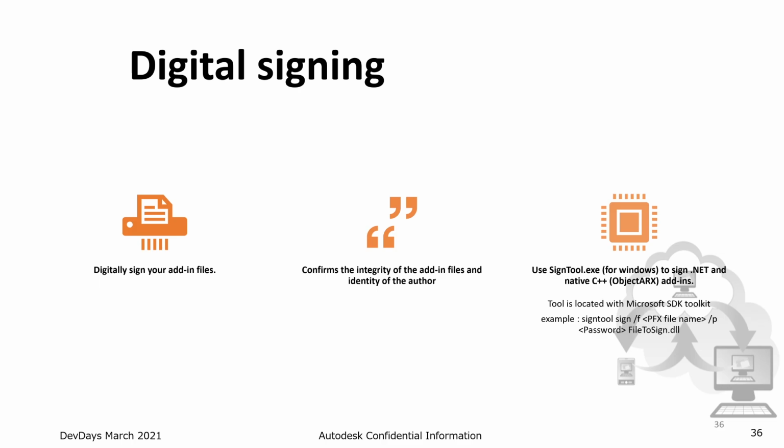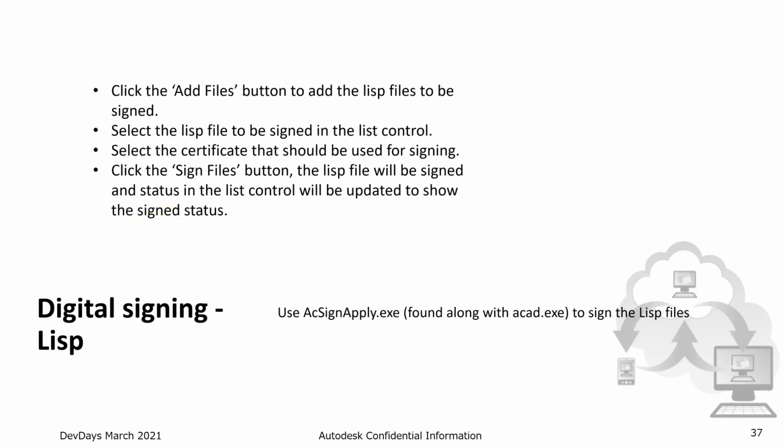Microsoft provides a sign tool for Windows to sign native binaries like .NET or C++. AutoCAD provides AcSignApply, which was used to sign AutoCAD drawing files, but it was later extended to sign LISP files. This is available along with the AutoCAD application.